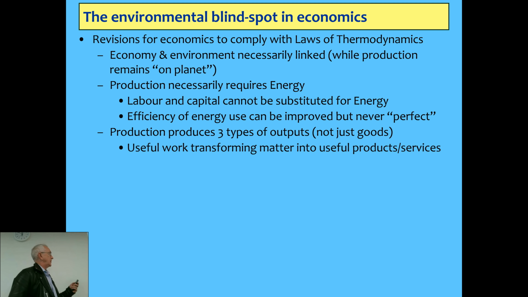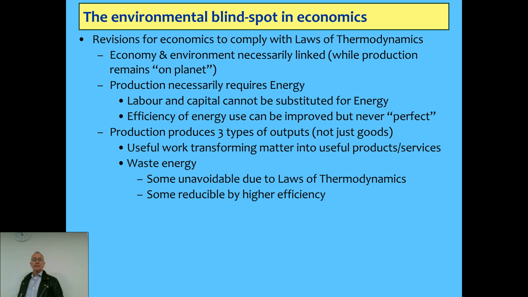Then you say production is going to produce three types of outputs, not just what we look at in terms of goods, but the first thing is useful work. We're turning matter into something useful in terms of products or services. The second is waste energy, which we can't avoid. We can reduce it by being more efficient about how we make our machines, but we still can't avoid it, and waste products. So that slag that you produce, maybe you can find some other use for the slag, but ultimately there are some things you produce as a consequence of manufacturing which you simply can't get rid of and you can't sell to anybody else.